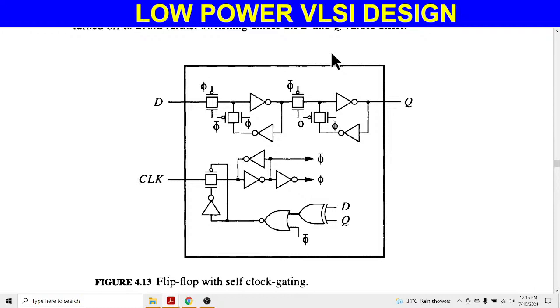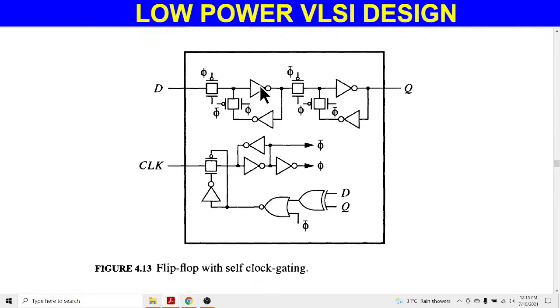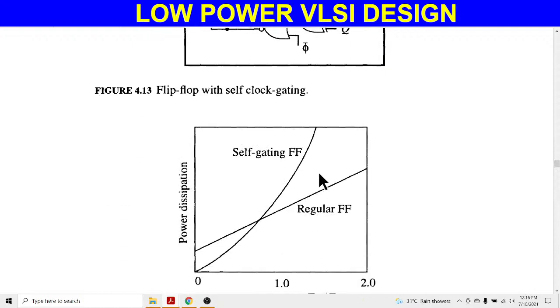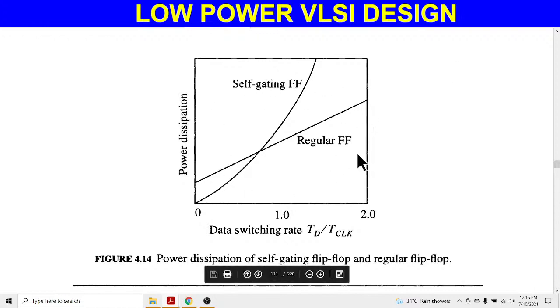Okay, this one is somewhat similar to clock gating. Here the power is reduced, you know, because we eliminate the switching state, so definitely the power will reduce. This one is an example of a self-gating flip-flop. One comparison between self-gating and regular flip-flop on the basis of switching rate and power dissipation is represented here.